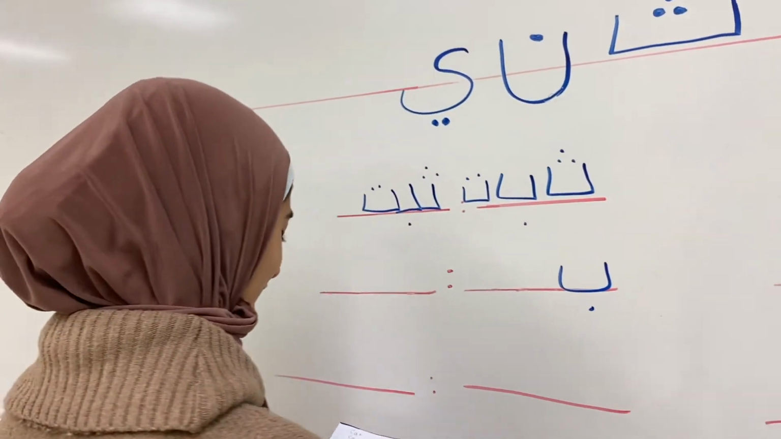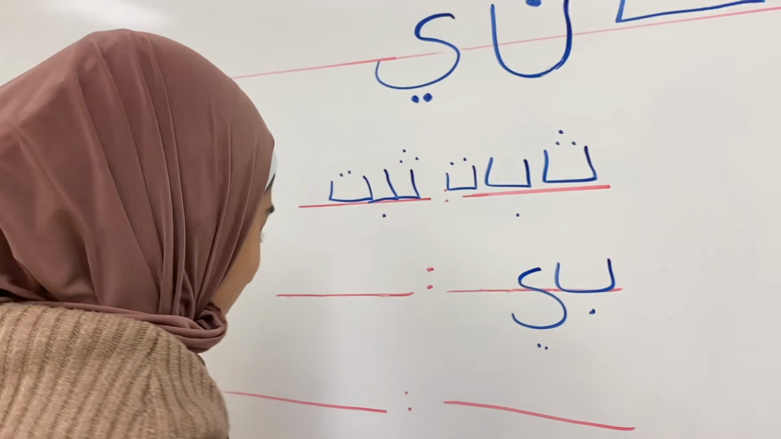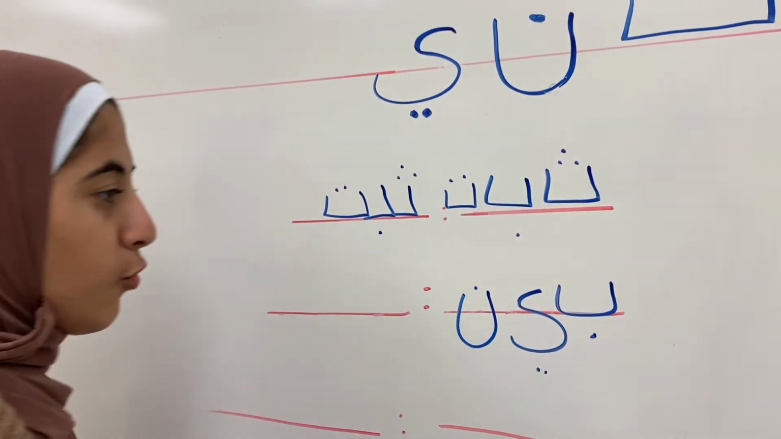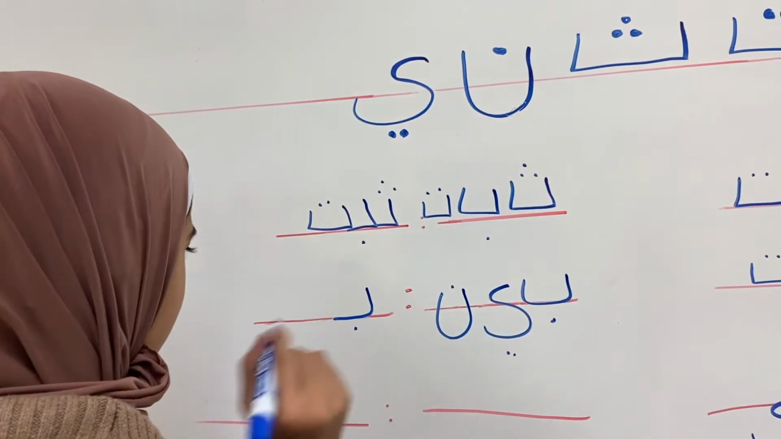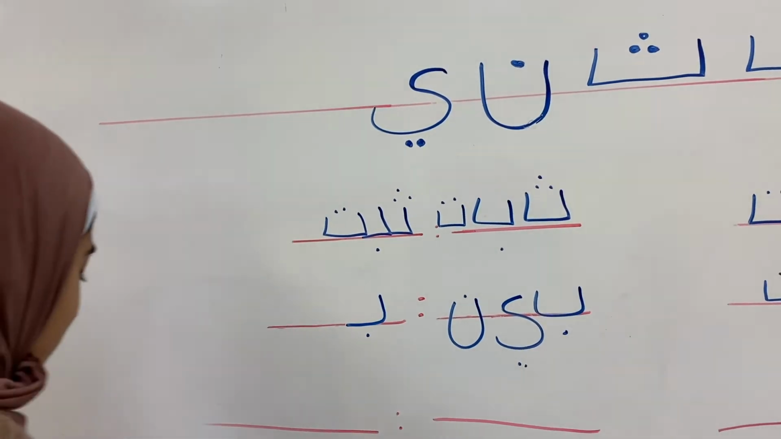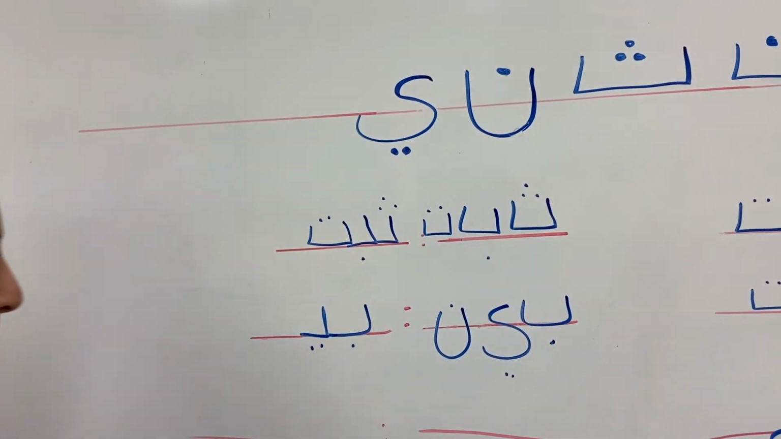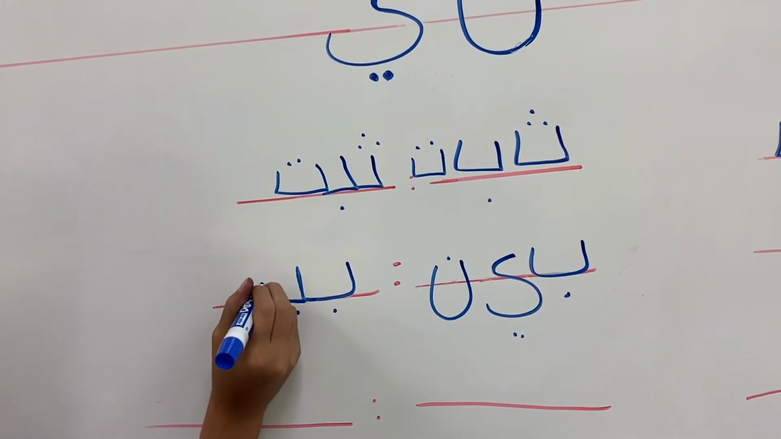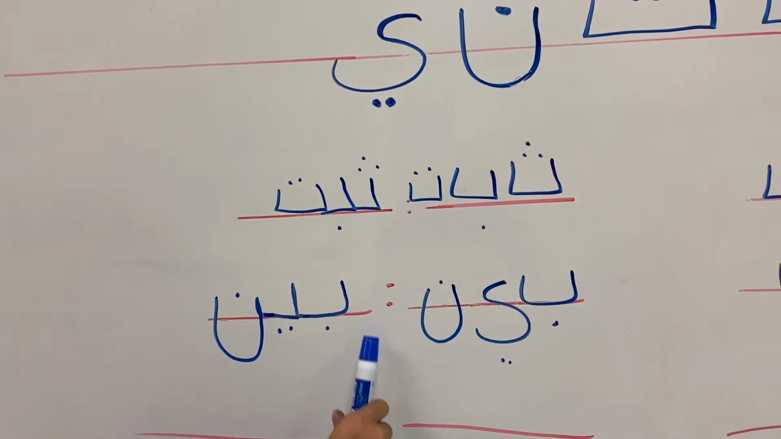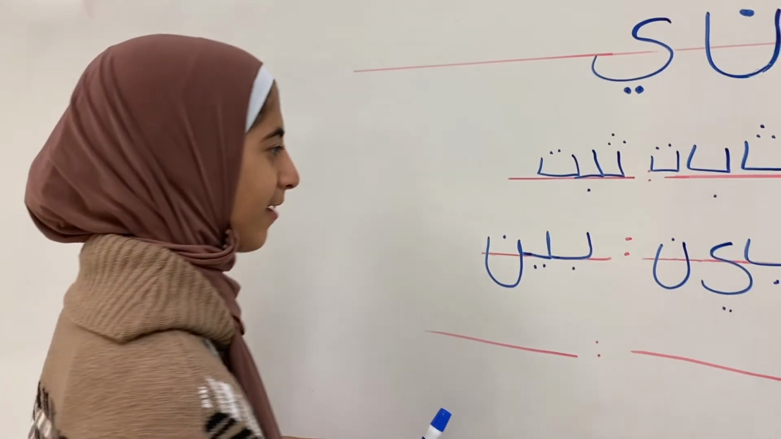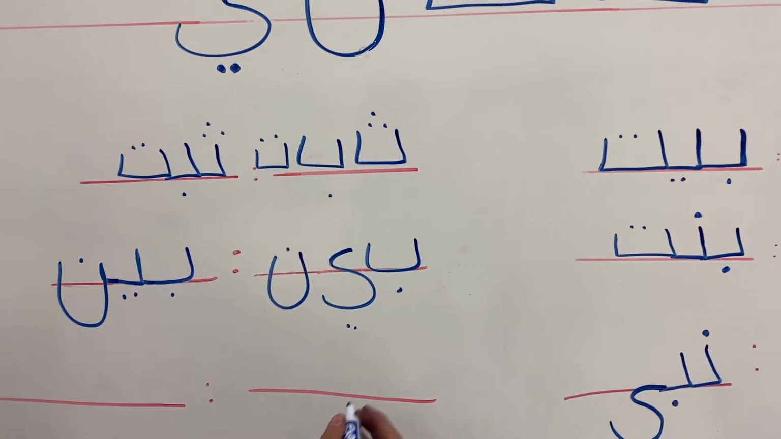Let's finish practicing our last two words. Ba, ya, noon. Now let's connect them. Ba, kursi form. We're going to keep on the same line and go up for the ya. And then for our final letter, it's going to be the full noon. This is baina, between, baina.